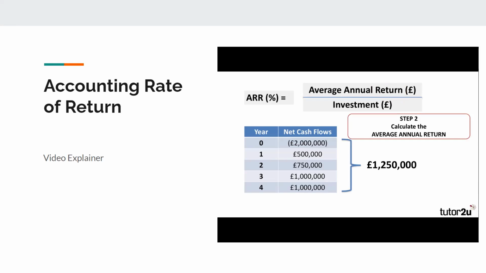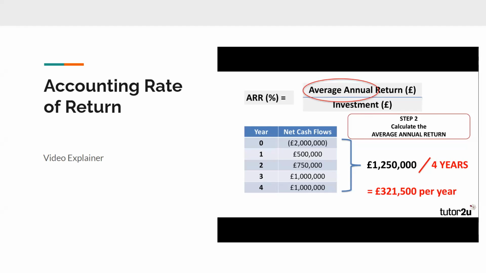The next step is to work out the average annual return. And this is relatively straightforward. We simply take the total return of 1,250,000 and divide that by the number of years of the project. We're given 4 years, so we divide by 4, which means that the average annual return, the top part of the formula, is £312,500 per year.